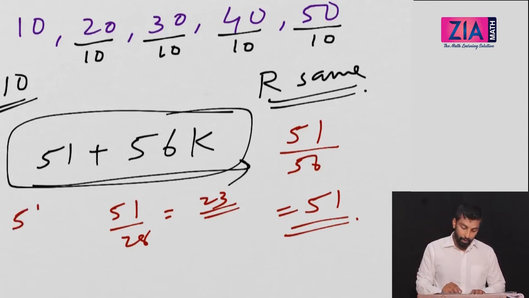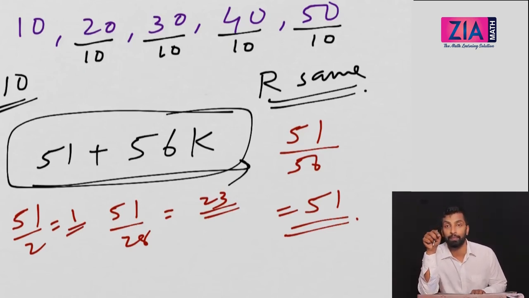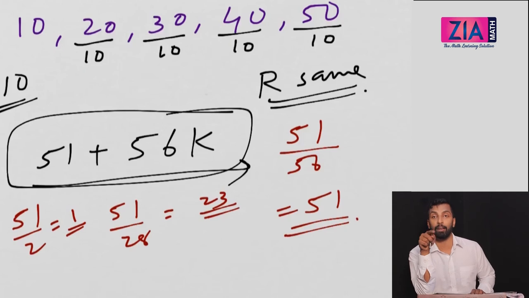You can just divide 51 by 2, write the answer 1. Why? Because 2 is a factor of 56. And what is 56? 56 is a common difference. I hope this concept is clear for all of you.